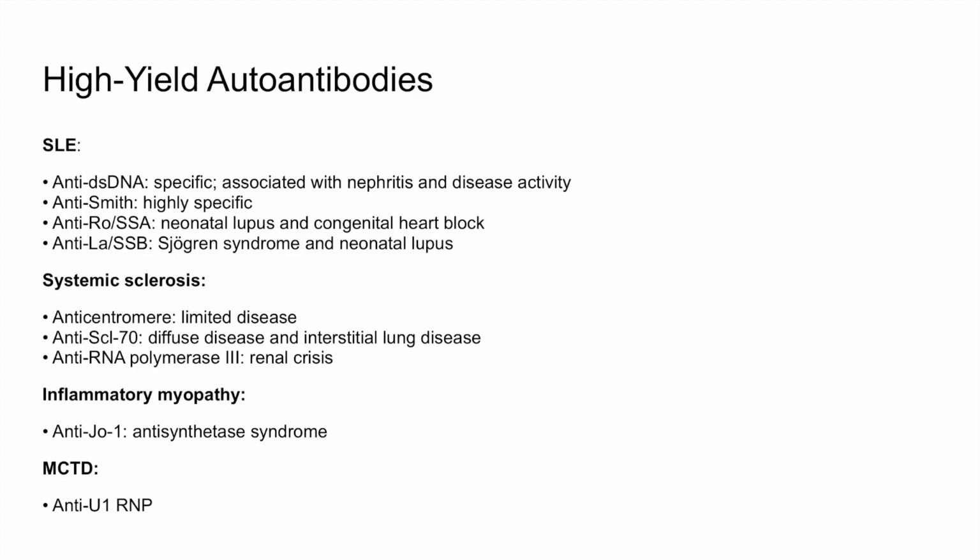In systemic sclerosis, anti-centromere antibodies favor limited disease, anti-Scl-70 is associated with diffuse disease and interstitial lung disease, and anti-RNA polymerase III increases concern for scleroderma renal crisis. Anti-Jo-1 suggests anti-synthetase syndrome, while high-titer anti-U1-RNP is the classic antibody associated with mixed connective tissue disease.